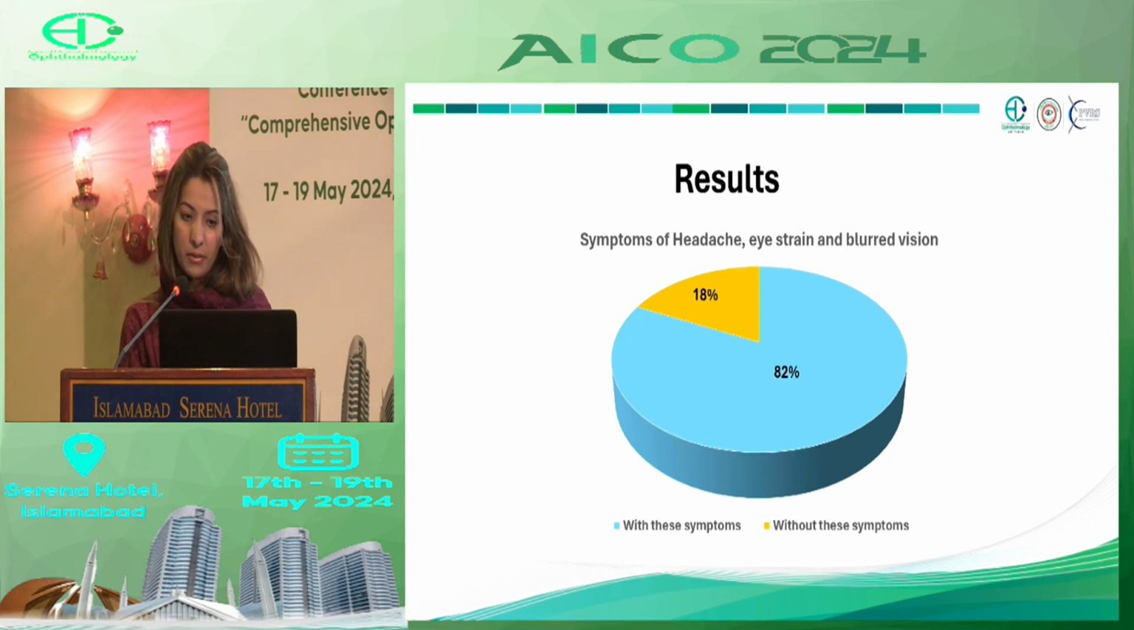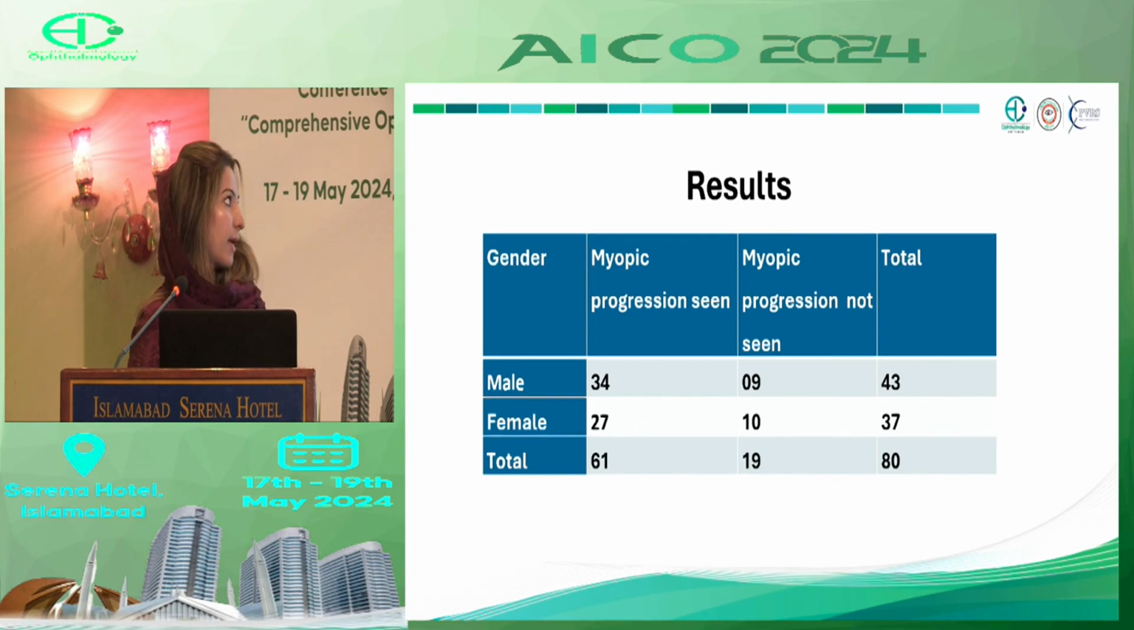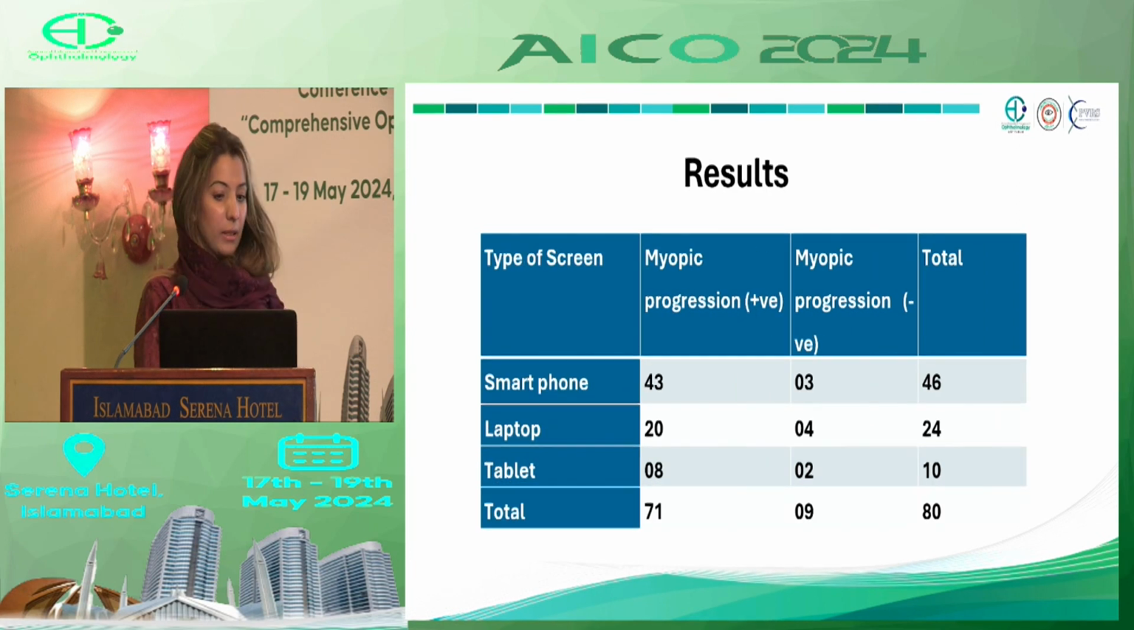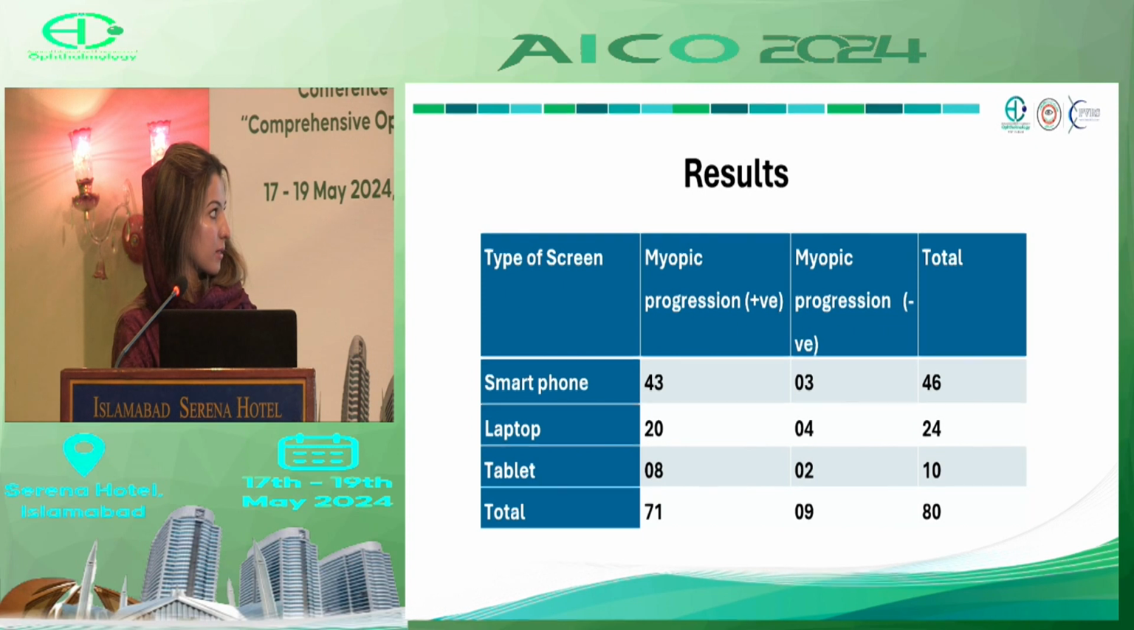significant symptoms. In this contingency table, we can see that out of a total of 43 males, 34 showed myopic progression, and out of 37 total females, 27 showed myopic progression. Now, in type of screen, out of 46 smartphone users, 43 showed myopic progression. Out of 24 laptop users, 20 showed myopic progression, and out of 10 tablet users, 8 showed myopic progression.